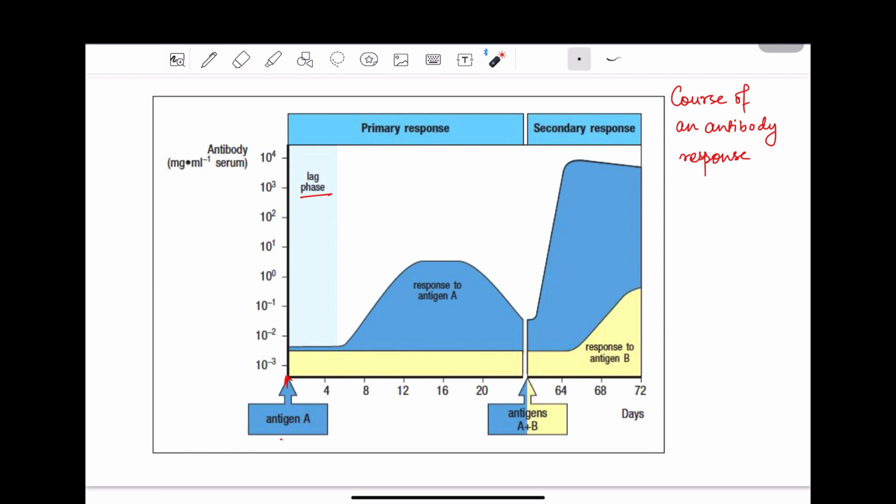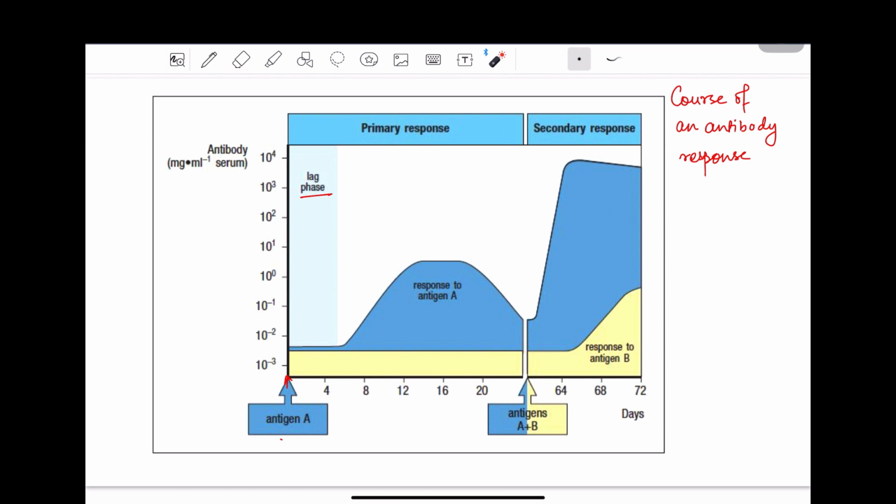So which means that the adaptive immune response is fully active at that point of time. So the antibody level, the concentration of the antibody, remains maximum, and then followed by that, when the pathogen is cleared, then the antibody level drops. So this is called the primary response.